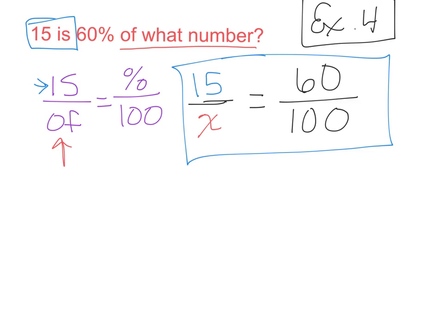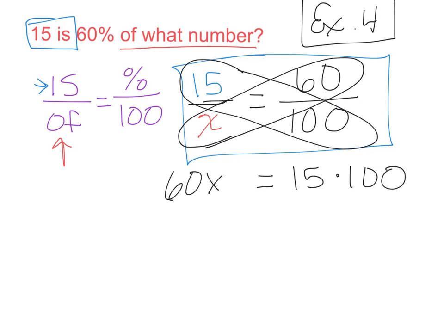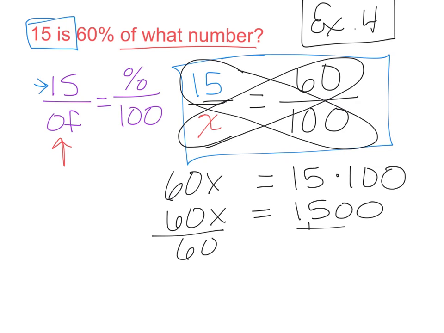So we are going to practice this time, instead of just multiplying, let's practice the cross product. So we are going to do cross product. So 60 times x is 60x, and that should equal 15 times 100. So I have 60x equals 1,500. I'm going to divide by 60.